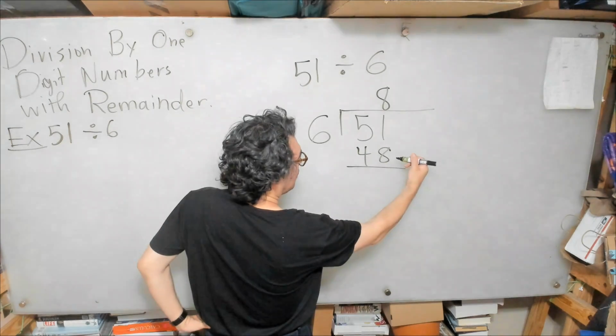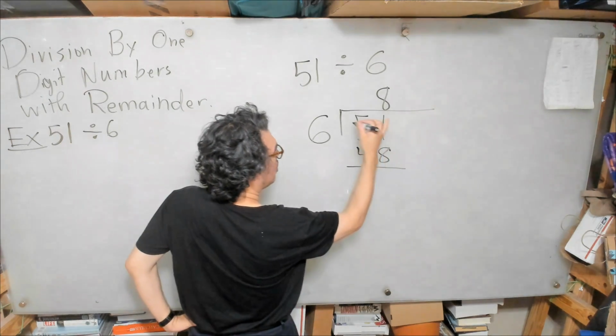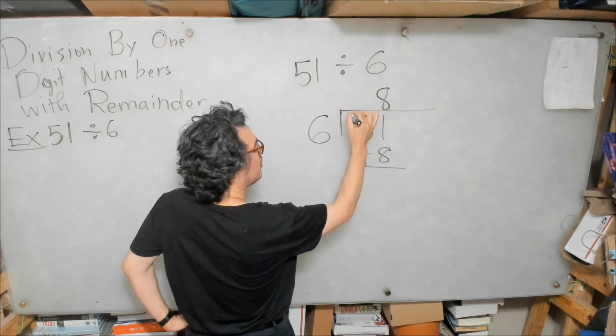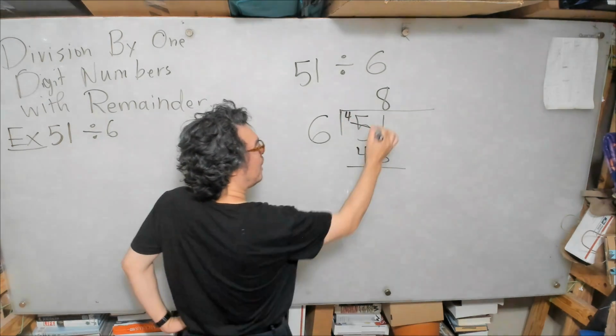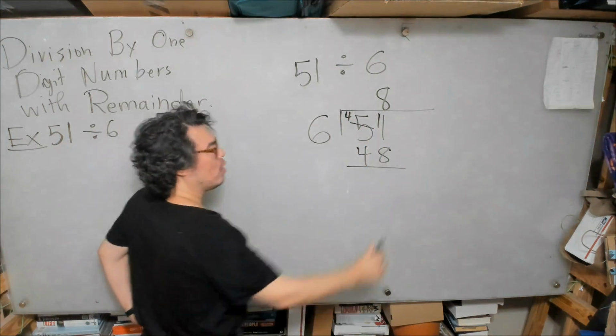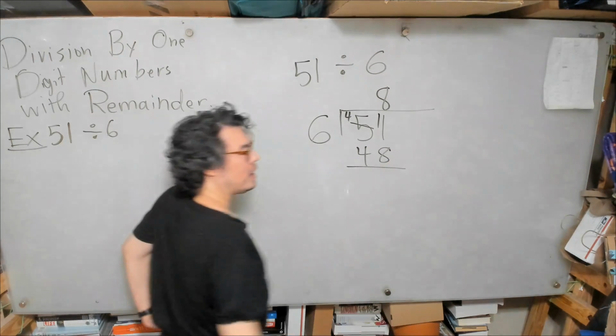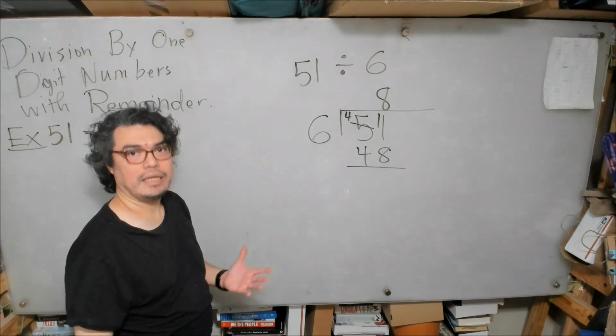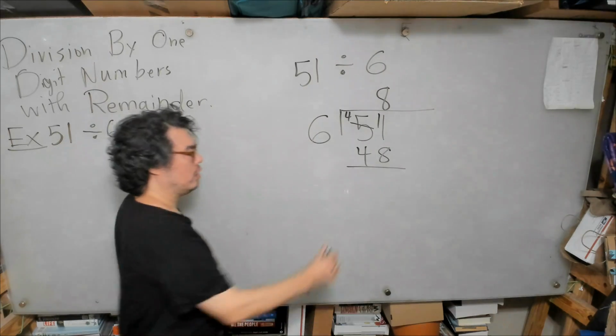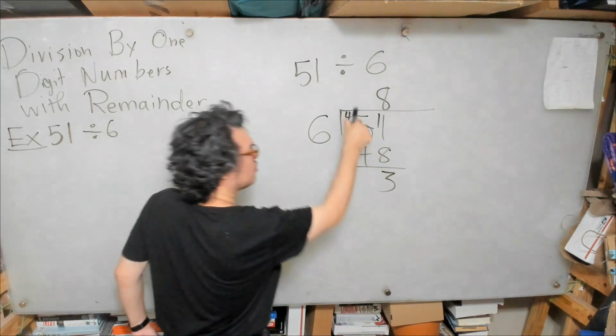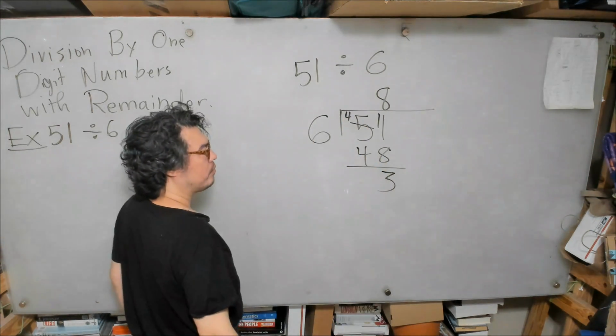So I ask again, can 8 be taken away from 1? It cannot. So I borrow from the 5 here. That becomes a 4, and this becomes an 11. What is 11 minus 8? Well, again, 11 minus 8 is 3, right? And then, of course, 4 minus 4, that's 0.